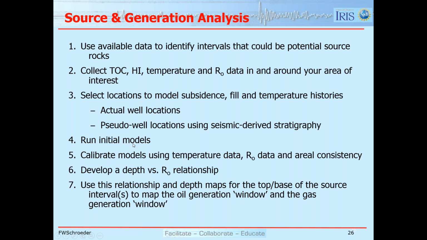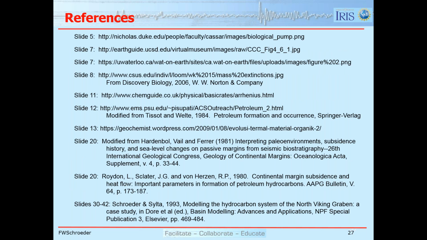We would run initial models. We would see how those initial models matched our existing temperature data and vitrinite reflectance data. We would make maps to see if everything looks areally consistent. And that may allow us then to develop a depth versus vitrinite reflectance. And we would use that then to predict, model where we have our source entering into the oil window, where it transitions from the oil window to the gas window, and then where it transitions from the gas window into the overmature window.